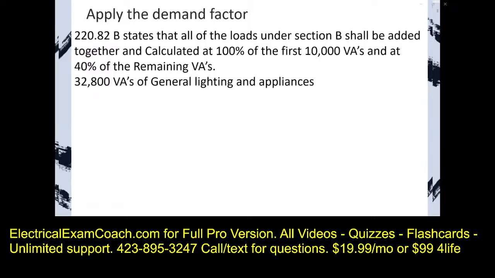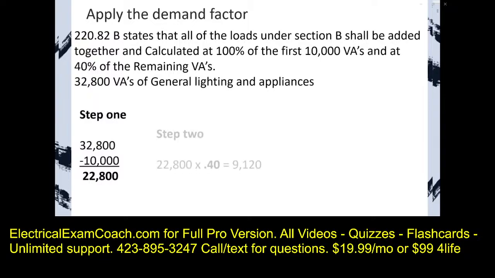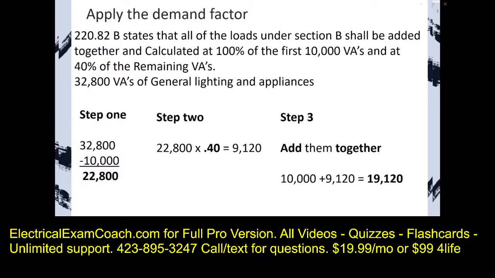Now that we've learned to take our 3 VAs per square foot and our 4,500, and then to take the nameplate of all the appliances, let's learn how to apply the demand factor to this portion of the calculation. It's super simple. You just total all that up and then apply one general demand factor. Let's get to it. Let's imagine we have this imaginary load of 32.8 of general lighting and appliances. Step 1, we're going to take 10,000 and set it to the side. Then we take that remainder at 40%. Then we can't forget to add back the 10,000. And we end up with 19,120.